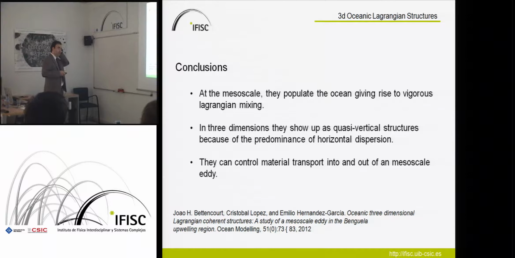So, conclusions about this study. We found that at the mesoscale, the Lagrangian structures populate the ocean, at least that part of the ocean, and they give rise to strong Lagrangian mixing. They are quasi-vertical structures in 3 dimensions due to the predominance of horizontal dispersion, and they can control the transport of material into and out of a mesoscale area.